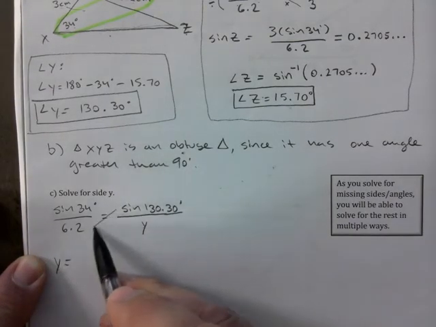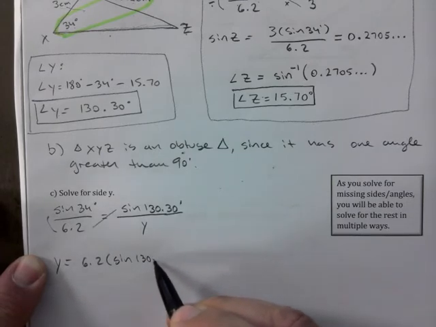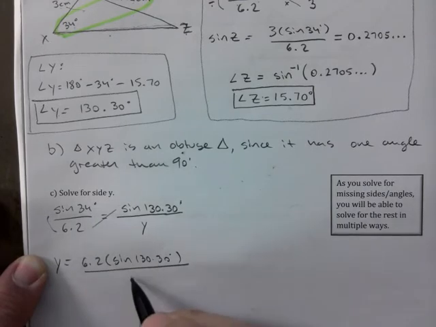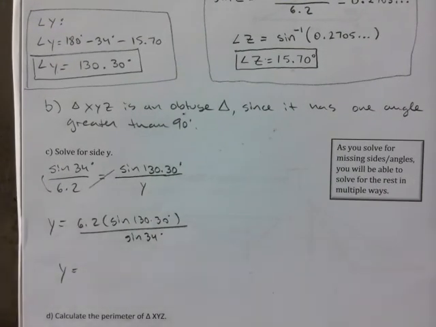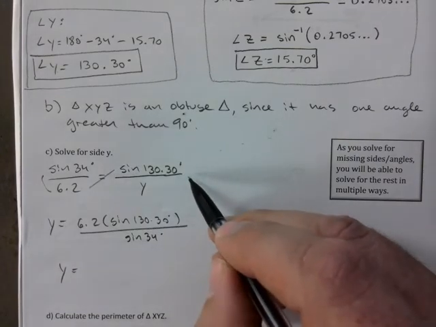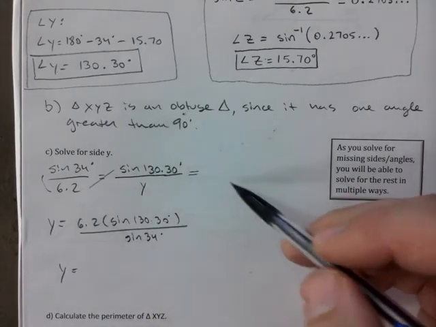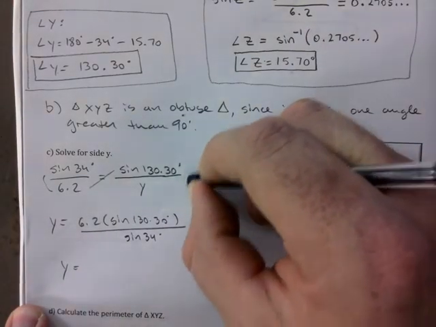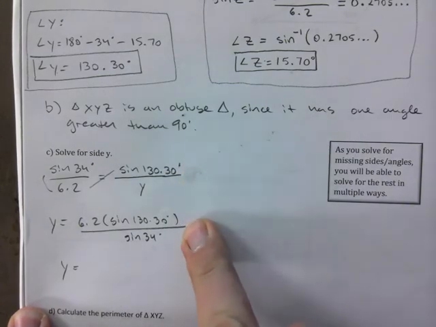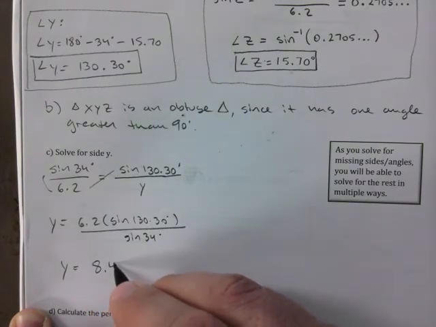Y is equal to, cross multiply and divide, 6.2 times sine of 130.30 divided by sine of 34. See how I go down, down, down? This is going to get you, you're going to lose marks. If you were to go right next to it like this, and then type in all of this on the side here, that would be wrong, because that's not accurate. So set it up, right? A mark for setup, a mark for showing your work, and then you will get another one for that, 8.46 centimeters.